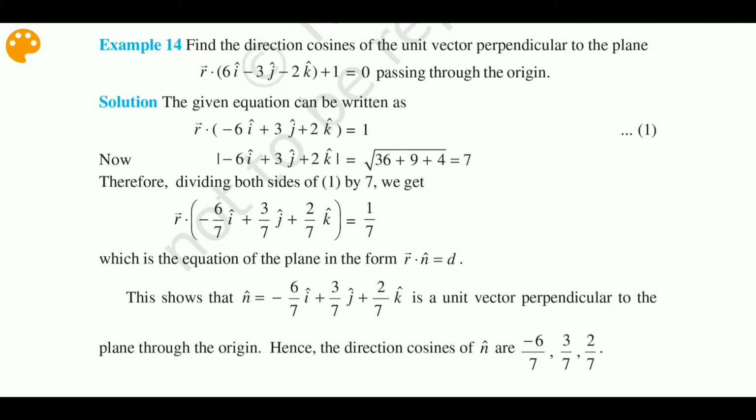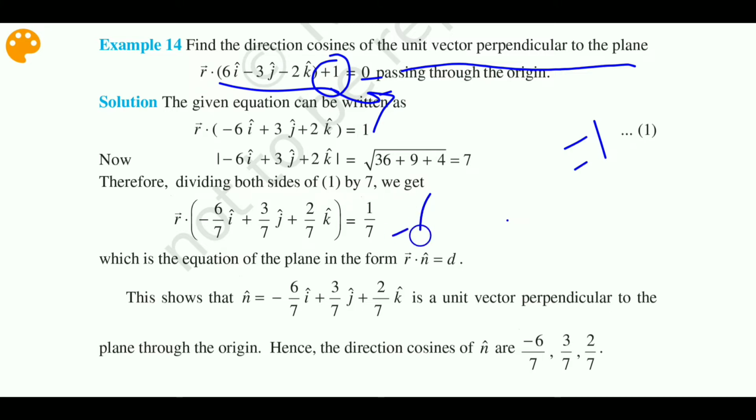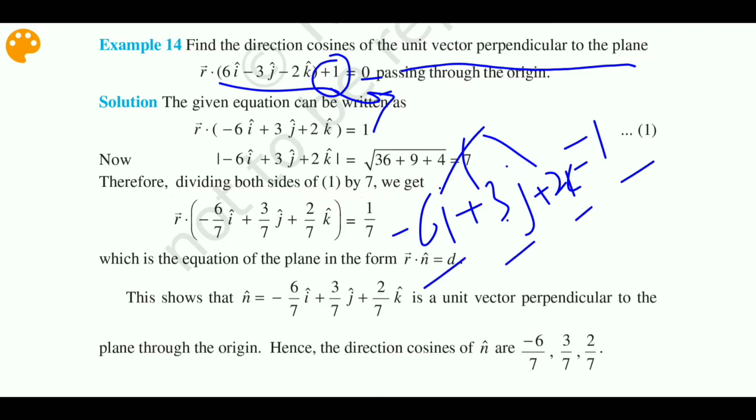Next, we have to find the direction cosines of a unit vector perpendicular to the plane, where the equation equals 0. I already told you to write it like this, with the constant on the right-hand side. Here it becomes negative, but we should always take it as positive, so we take the negative common, which gives minus 6i plus 3j plus 2k. Now take the square root of the magnitude and divide both sides by it. After that, these will become our direction cosines. That's it.